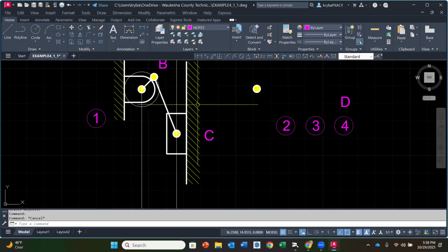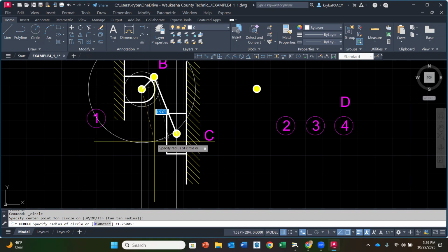So going back to AutoCAD, I am going to go up to my 0 layer. I'm going to create a circle center radius. My center is going to be at point A here, okay? And its radius is going to be adding together 0.5 and 1.75. 0.5 is the length of the crank, link number 2, and 1.75 is the length of link number 3, the connecting link. So what is that number? If I take 0.5 plus 1.75.